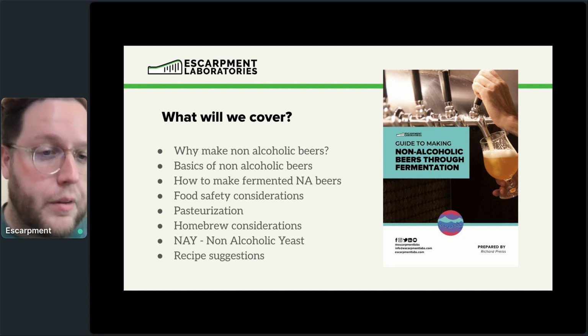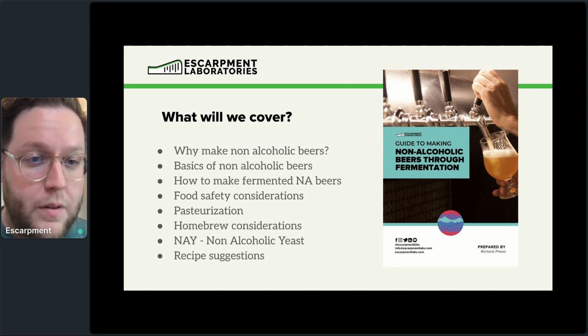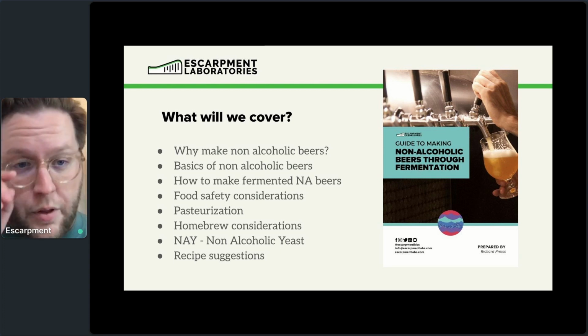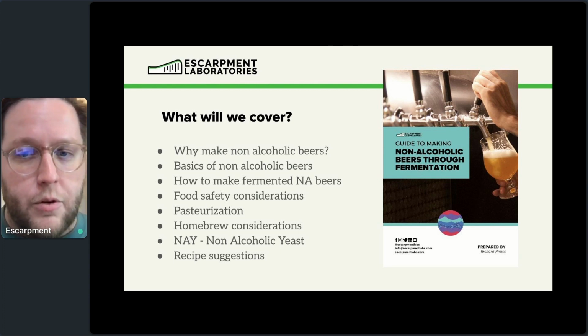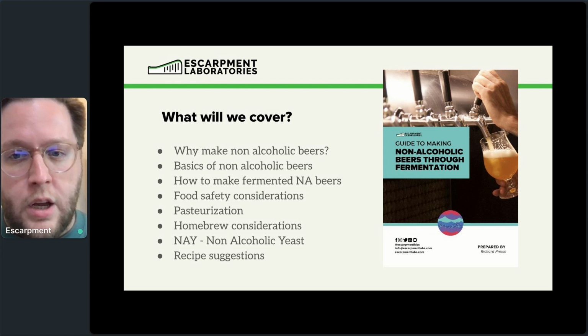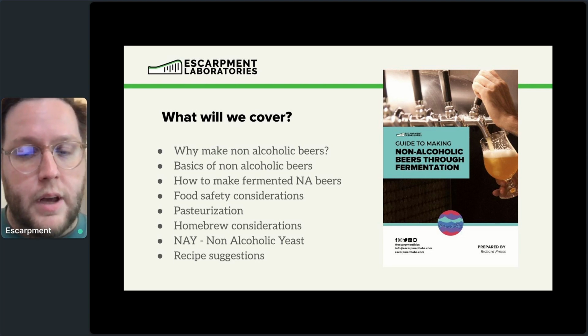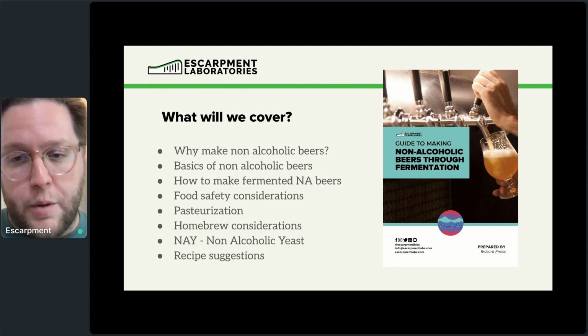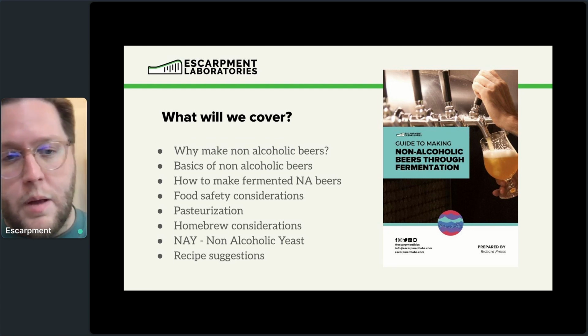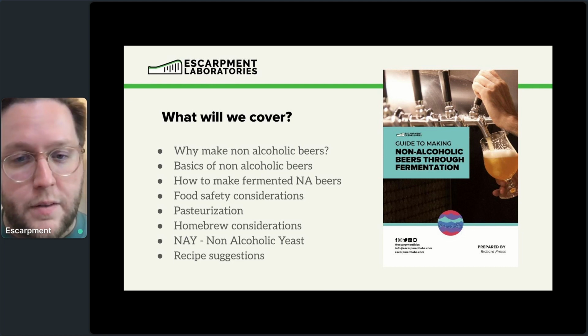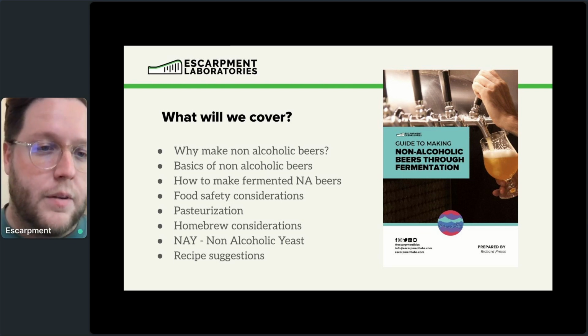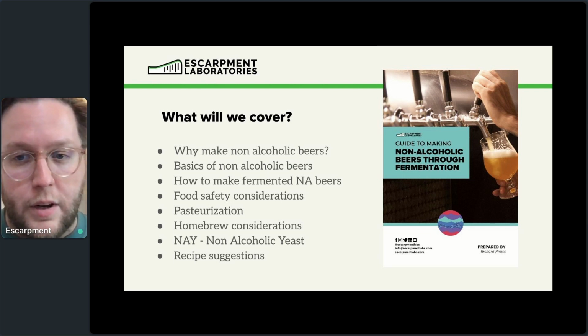And for that reason, we're also going to talk a little bit about pasteurization and some of the different methods of pasteurization, as well as some of the other hurdle effects you can introduce to reduce any safety risks with non-alcoholic beers. We are going to talk about homebrew considerations. There are some limitations there, but there's also some ways that you can make low or no alcohol beers at home safely. We are going to talk about our own yeast and probably drop some hints at some other stuff that's been tested as well. The non-alcoholic yeast, we're going to talk a little bit about that, as well as some recipe suggestions for you to take home and ponder.